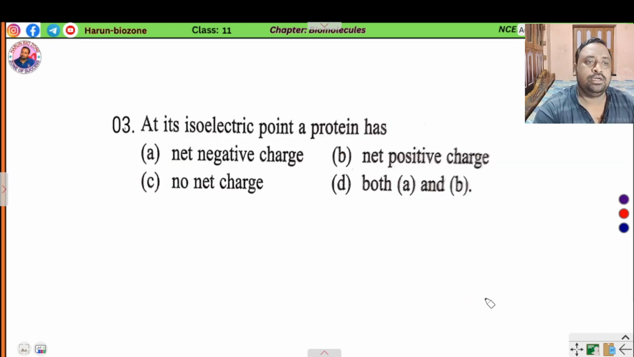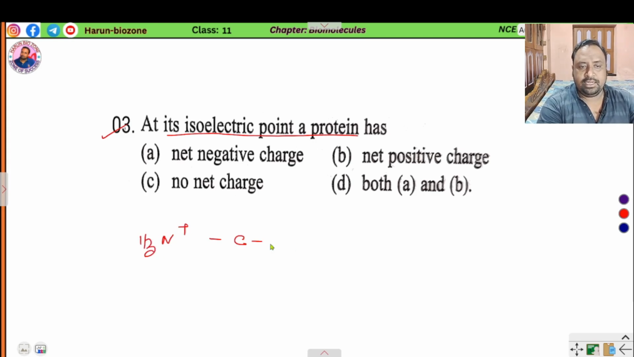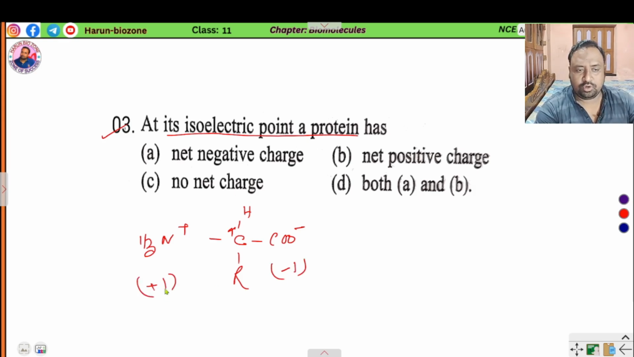Next question. At its isoelectric point, a protein has net negative charge, net positive charge, or no net charge. Here is the structure of an amino acid: NH3 plus, the alpha carbon, the COO minus carboxyl group, H and R. The net charges are minus 1 and plus 1, so they neutralize and the net charge is 0. This form of amino acid is called the isoelectric point.